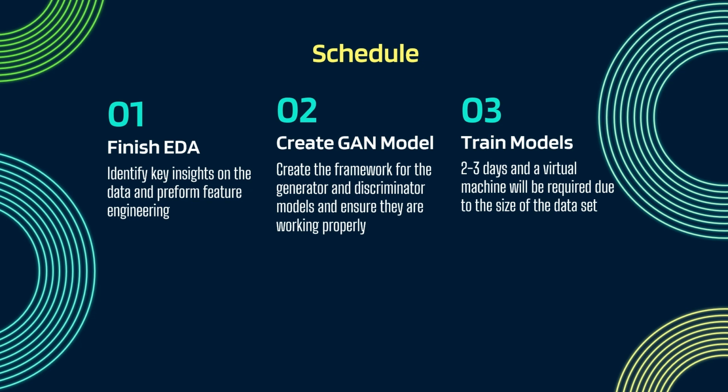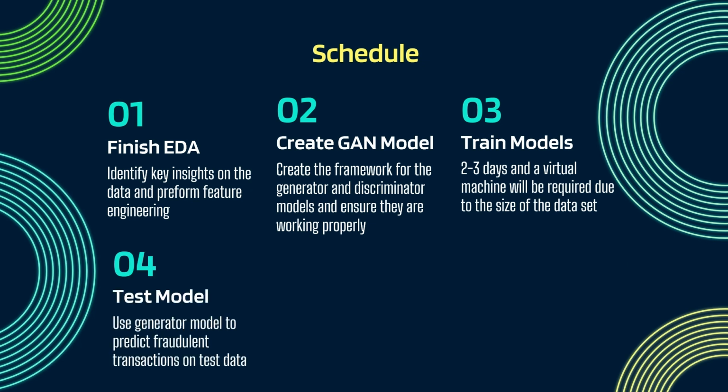We'll need a virtual machine to do it in the background, since we'll need about 2 to 3 days of CPU time, since there's about 60 million transactions in the simulated data set, which will take a long time for these two models to be trained. Once they are trained, though, we can test them by using the generator model to predict what transactions are going to be fraudulent on some set-aside test data.